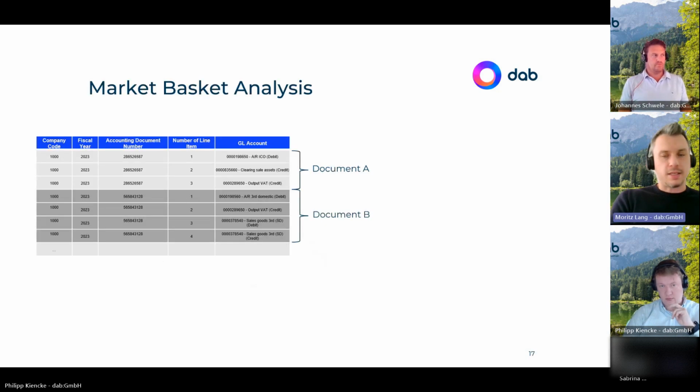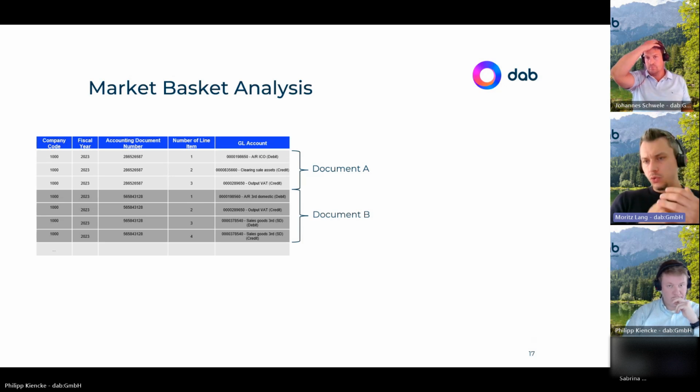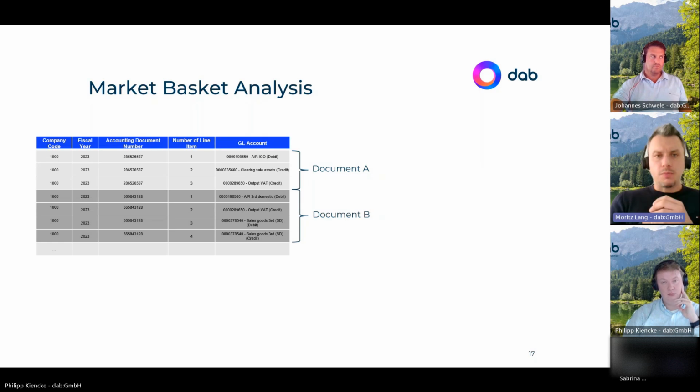And on the next slide, we can see again some SAP documents. So you already know this table now. We have the company code, the fiscal year, the accounting document number, the number of the line item, and the GL accounts used per line item. The difference between this table and the preceding table is that now we have document A consisting of line items number 1, 2, and 3. The following 4 rows or line items refer to document B, and so on. Now please imagine we have thousands or millions of such documents, and the question is which GL accounts are frequently used, so the combination of them.